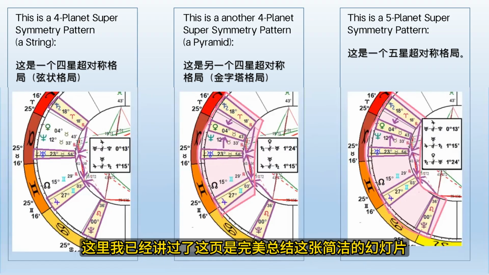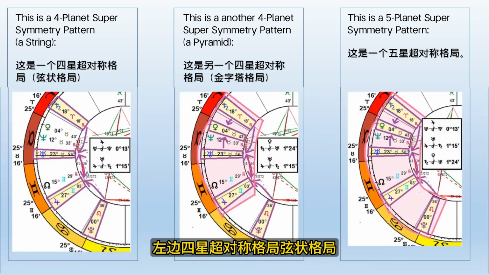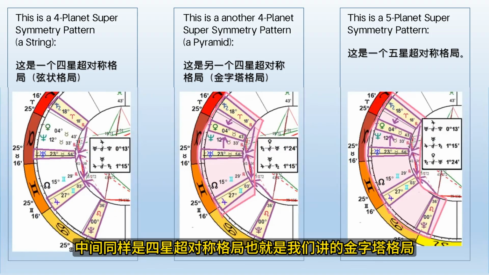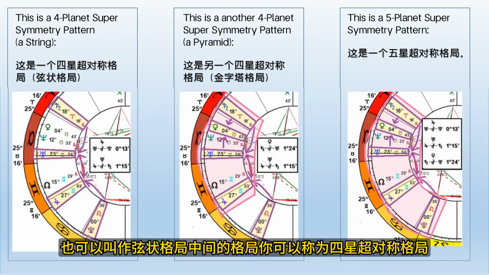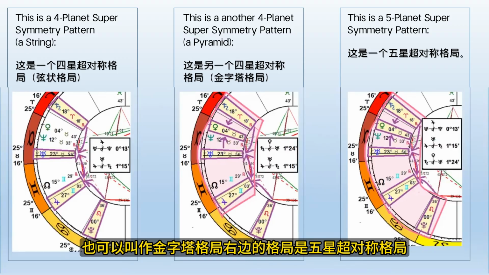So here, I've already gone over this, but here's a nice summary. Beautiful little slide here. On the left, a 4-planet supersymmetry pattern, a string. In the middle, also a 4-planet supersymmetry pattern, which is the pyramid that we already studied. And on the right is a 5-planet supersymmetry pattern. So this is just emphasizing the language used: you can call the one on the left a 4-planet supersymmetry pattern, or you can call it a string. The one in the middle, you can call a 4-planet supersymmetry pattern, or call it a pyramid. And the one on the right is a 5-planet supersymmetry pattern.